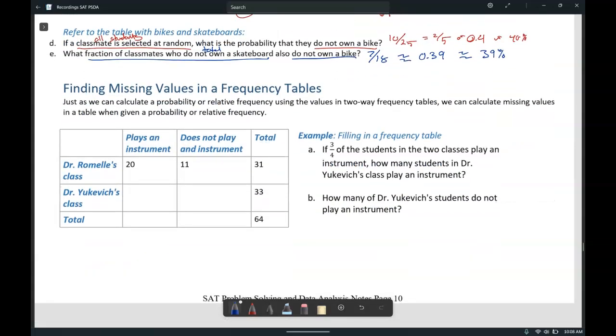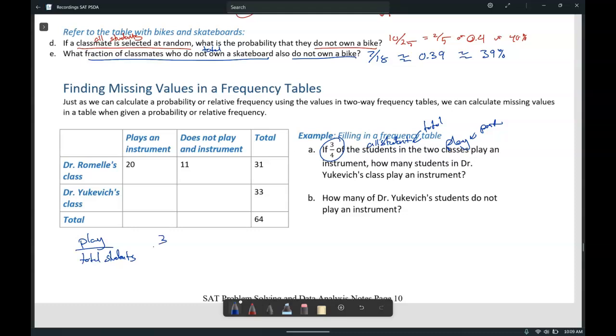Now, how can we find missing values in a frequency table? Well, we can use the proportions that are given in order to fill in missing information. If 3/4 of the students in the two classes play an instrument, okay, so 3/4 of all students play an instrument. All students is our total, while playing an instrument is our part. So we're comparing playing an instrument to total students. This goes back to our lesson on ratios and proportions.